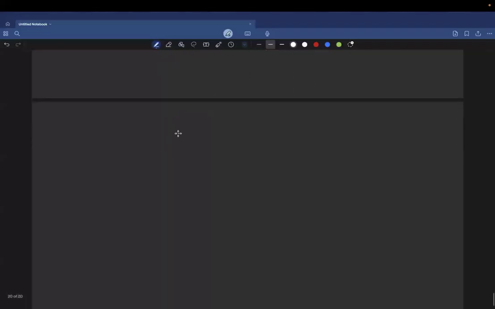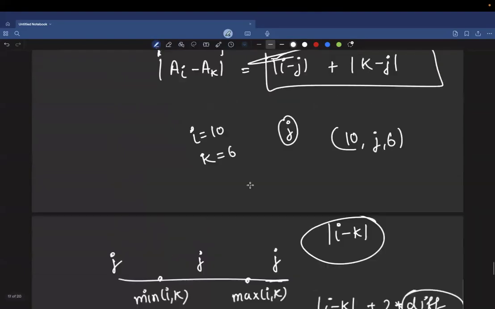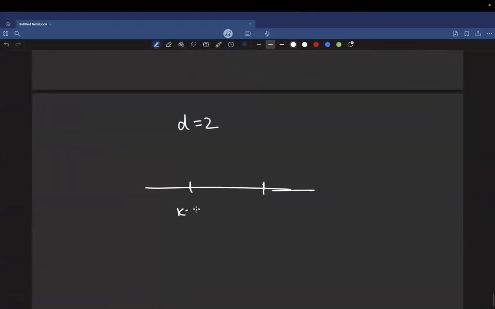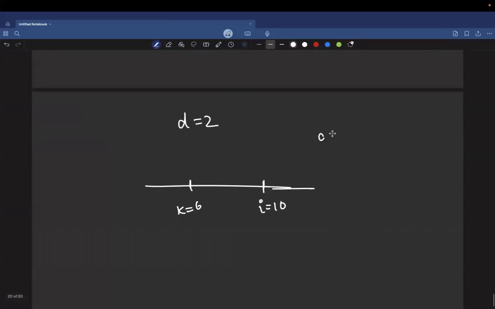In the other case, if you got some value for d, let's say you got the value for d as 2, then in your number line you had I equal to 10 and k equal to 6. So you had k equal to 6 here and I equal to 10. And let's say you got this d equal to 2. So it is indicating that j must either be 4 or j might either be 12. For both of these points, you would have got d equal to 2.